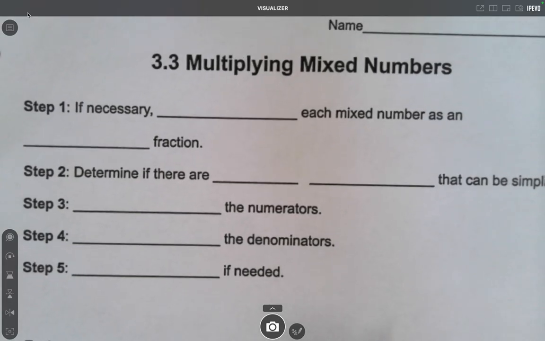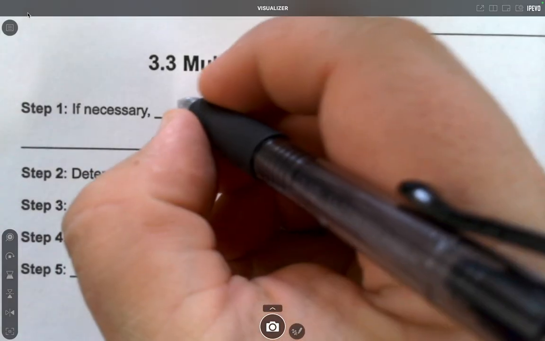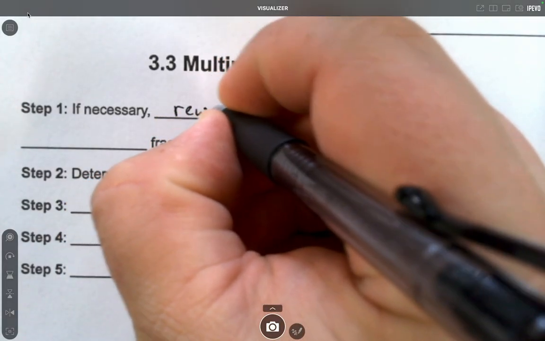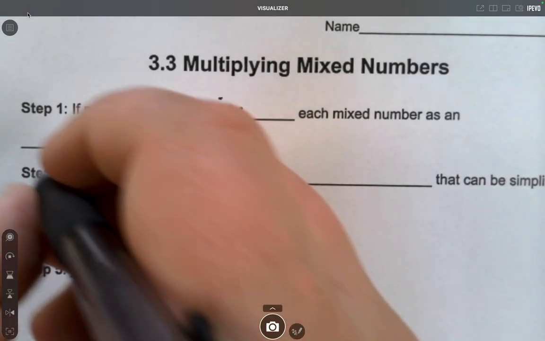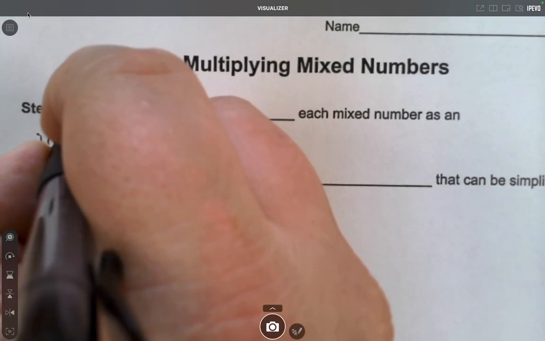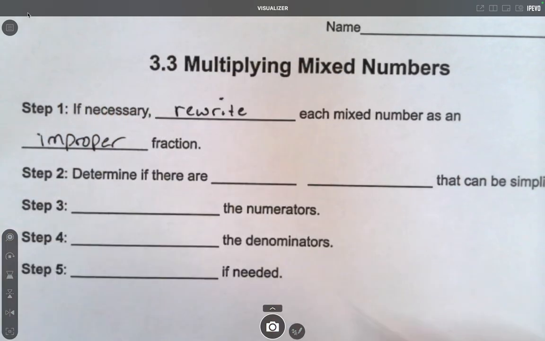So the first step, if necessary, is to rewrite each mixed number as an improper fraction. Now with adding and subtracting, it really was easiest to just keep them as mixed numbers, to add them and subtract them. But with multiplying and dividing, it is much quicker and easier to work with them as improper fractions.